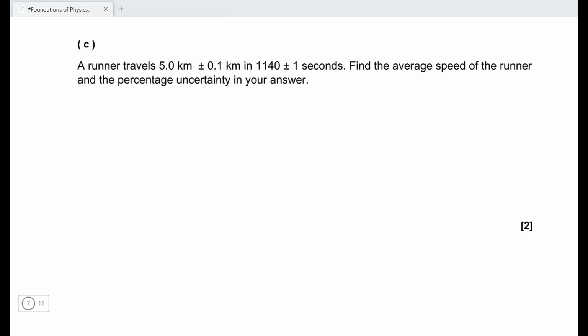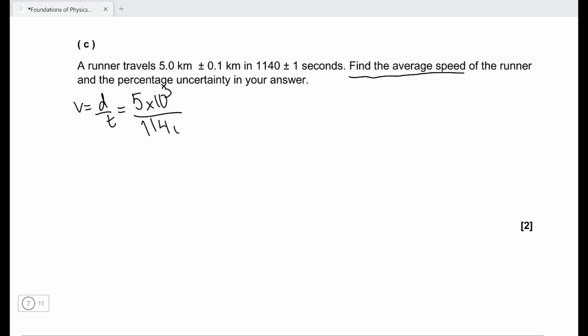Okay, part C. A runner travels 5 kilometers in 114 seconds. Find the average speed of the runner and then the percentage uncertainty. Okay, so first off, let's just determine the average speed. So I'm just going to do this first bit over here. So our speed is distance over time, which is 5 kilometers. That's 5 times 10 to the power of 3 divided by 1140. Putting that into a calculator, we're going to get about 4.4 meters per second, which is pretty fast. So that's a very good runner.